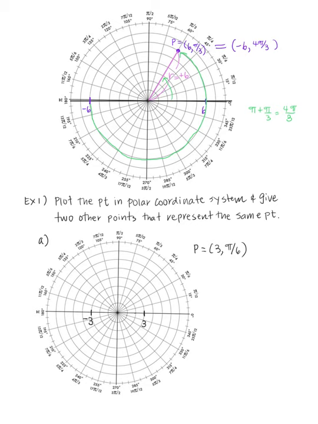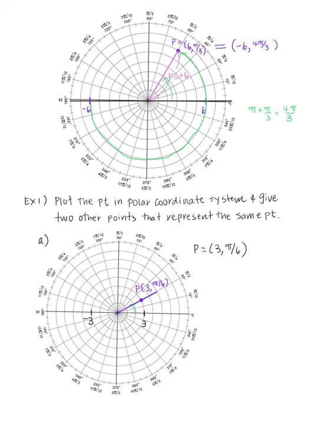All right, so let's first plot our point P, which is (3, pi over 6). That will be starting from positive 3 and revolving pi over 6 units. Let me change the color. Is this pi over 6? Yeah. All right, let me make a dot. That will be this point right here, so let me label it (3, pi over 6). Now let's try to come up with two other points that represent the same exact point.